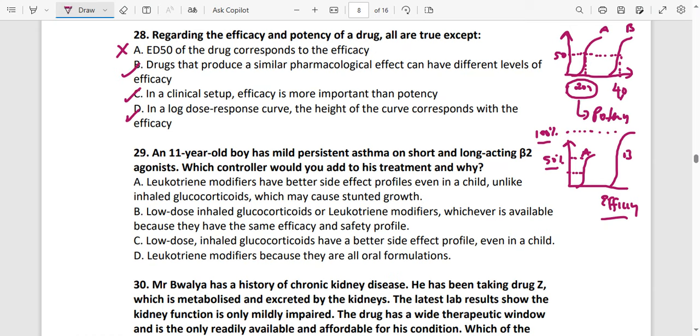So which one can we pick as the answer? Anyone? C. Thank you so much. So please just note that glucocorticoids don't cause any bronchodilation.